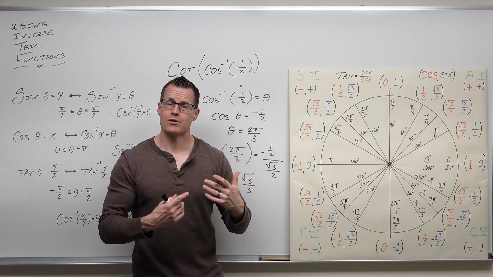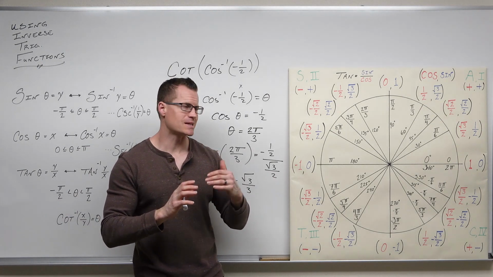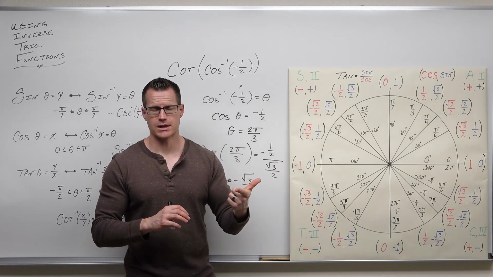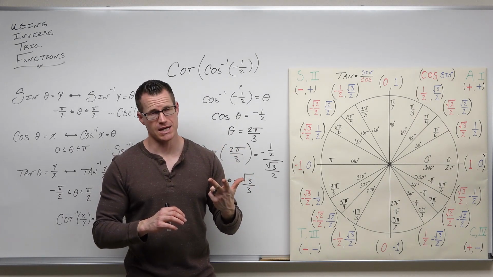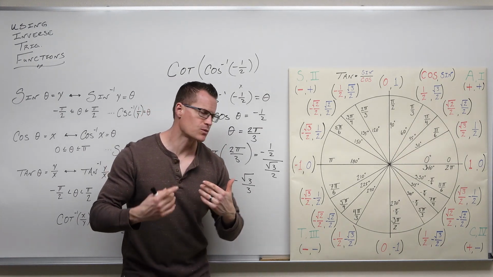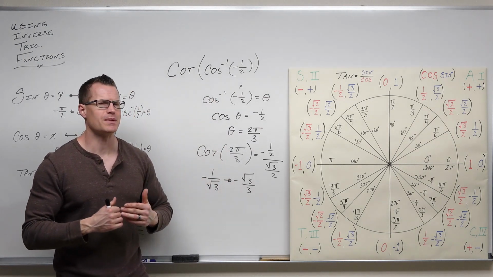But we restrict that. We find out the appropriate angle that's giving us the y-coordinate for sine inverse, the x-coordinate for cosine inverse, or the y over x for tangent inverse. That gives us an angle, then we evaluate the trig function of that angle. I hope that's really clear. I hope I've explained it to you in such a way that that makes sense.